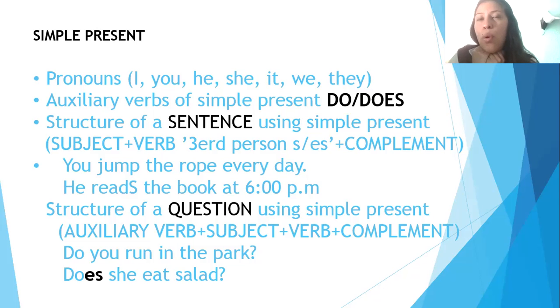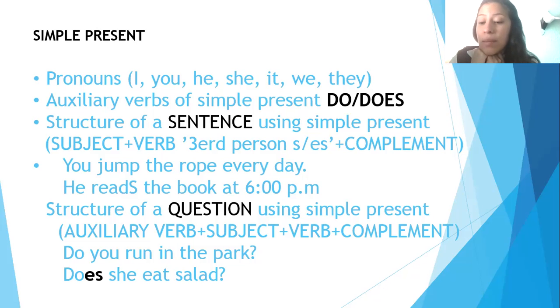Ahora, si yo pregunto, what does she do? Mi respuesta va a ser más larga. She does the homework every day. ¿Ok? Va a cambiar la estructura del verbo en esta respuesta porque estoy hablando de tercera persona.